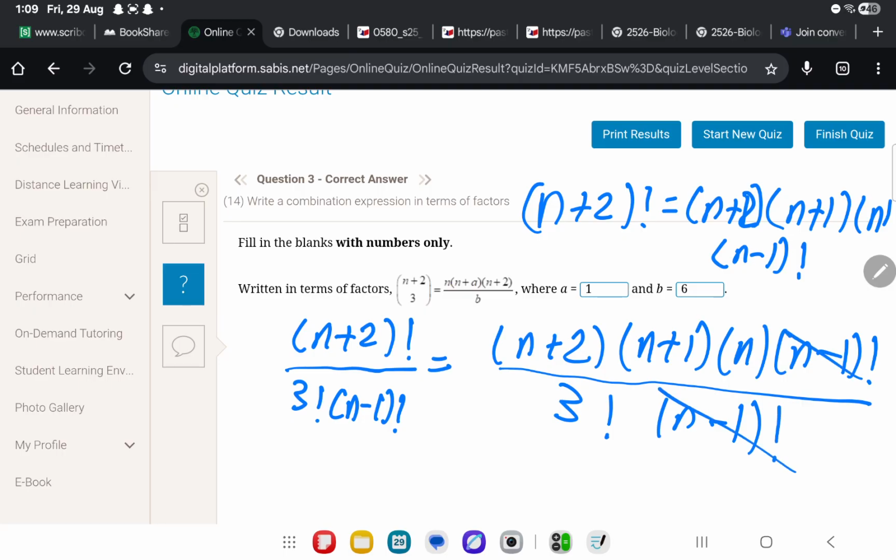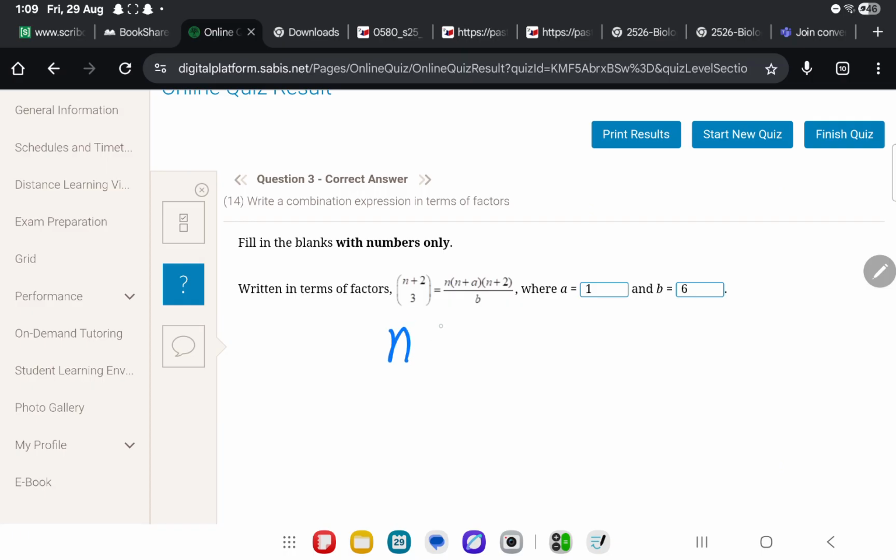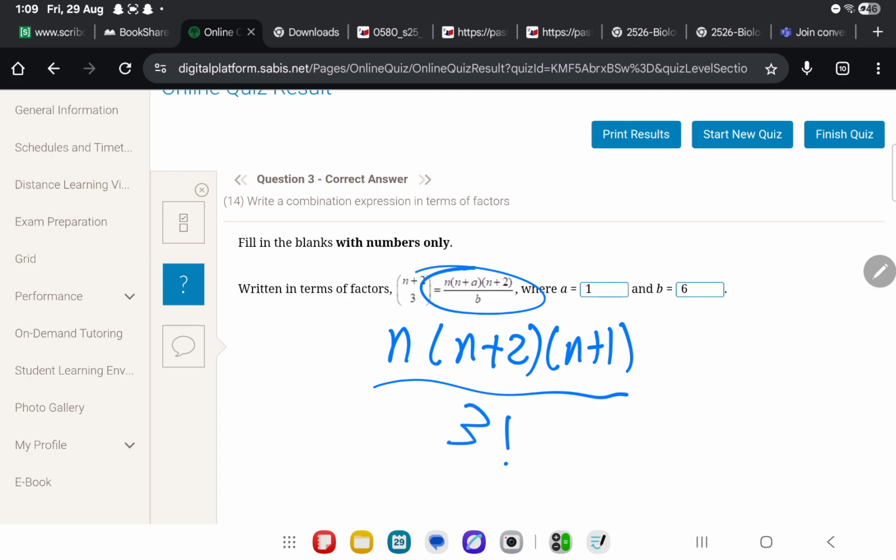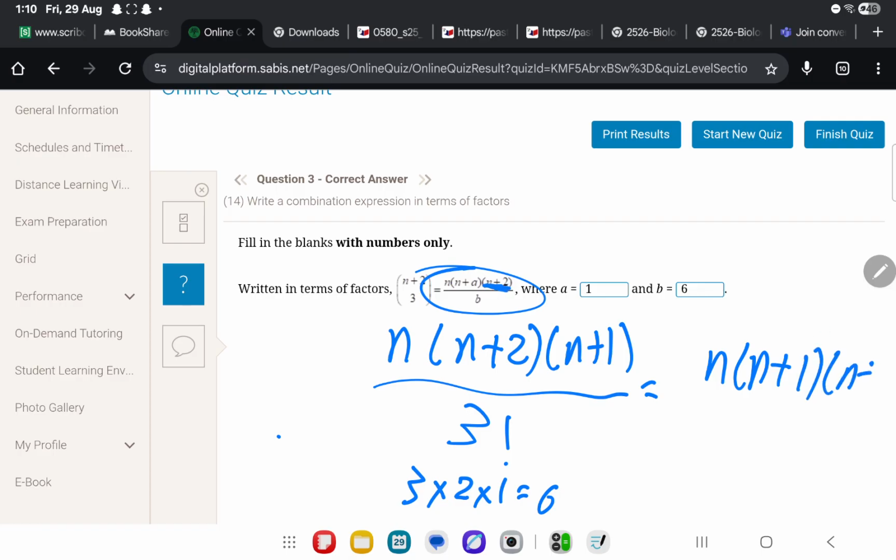So I'm left with n times n plus 2 times n plus 1. I'm writing it in the form that they want me to write it as here, over 3 factorial. Now I just have to expand what 3 factorial is, and I get my answer. 3 factorial is 3 times 2 times 1, which is 6. So my answer is n, n plus 1, n plus 2 over 6, matching the form given.